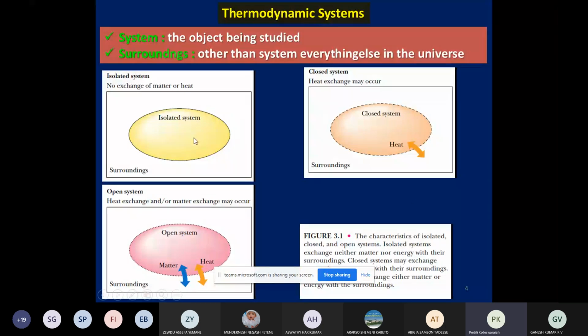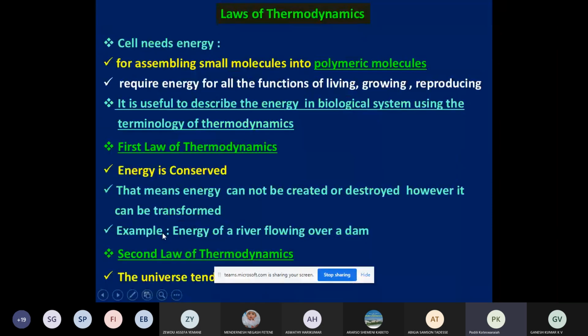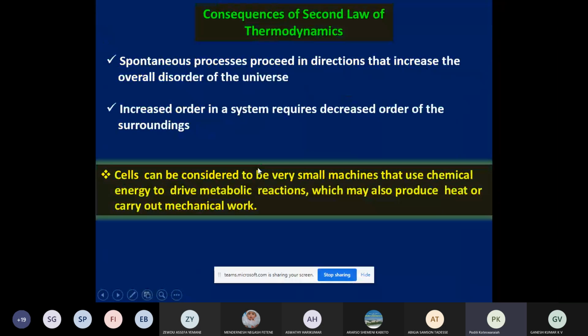In isolated systems, neither energy nor matter exchange takes place between the system and the surroundings, whereas in closed systems only heat exchange takes place, not matter. In open systems, both heat as well as matter exchange takes place between the system and the surroundings, and all biological living organisms and cells are open systems. Then we discussed the first law and second law of thermodynamics.